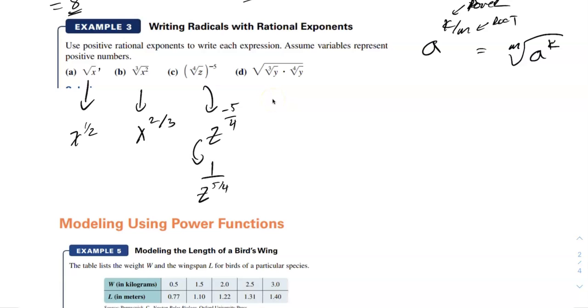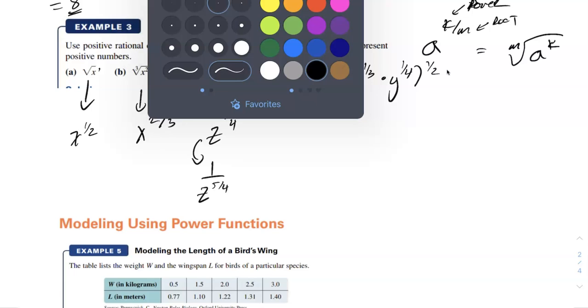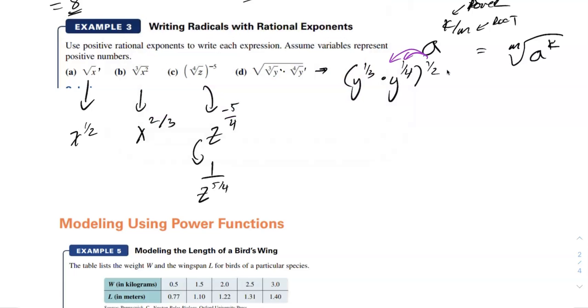This next one looks complicated. On the outside is a big old 1/2 power. That's what the root does there. This guy has a power of 1, but that's still 1/3, and that's still 1/4. So it's y to the 1/3 times y to the 1/4. Now what this 1/2 power does, it goes to everything in there, so you multiply and multiply. That gets me y to the 1/6 times y to the 1/8. All you do when you go power to power is multiply. So 1/3 times 1/2 is 1/6, 1/4 times 1/2 is 1/8.